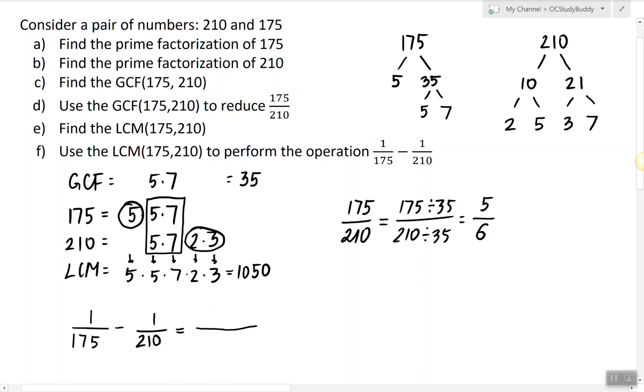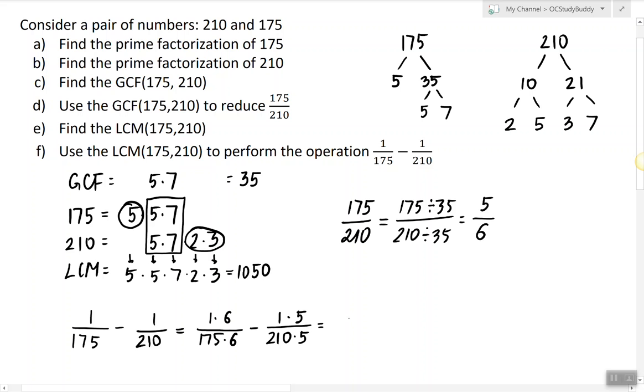So the question is now, what do I have to multiply 175 by to get 1050? Well, looking at the prime factorization of 175 and 1050, I see that 175 has to be multiplied by 2 and 3, which is 6. So I multiply the numerator and the denominator of this fraction by 6. Now, what do I have to multiply 210 by to make it 1050? Well, again, looking at the prime factorization of 210 and 1050, I see that 210 has to be multiplied by 5. Therefore, the numerator also is multiplied by 5, so the overall value of the fraction is not changed.